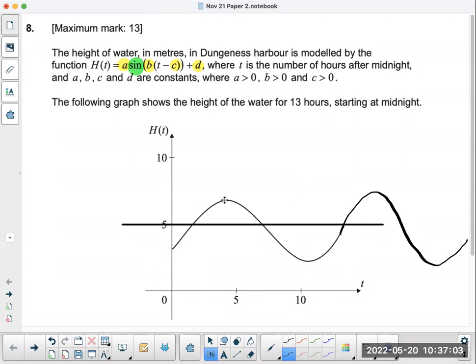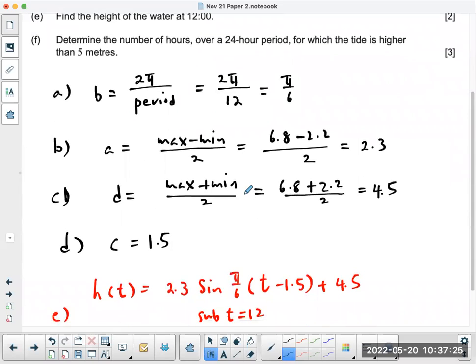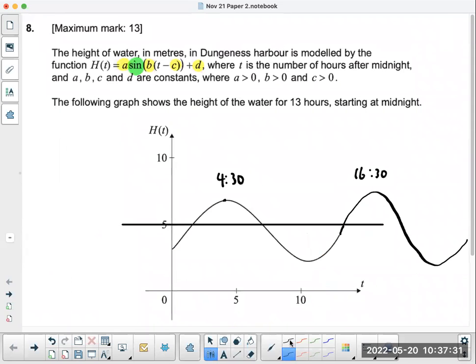We know this is 4:30. So 12 hours later is going to be 16:30. And then you keep on going up to 24 hours. And you want to see how many times it's going to touch 5 meters. So first of all, we need to find the points of intersection, which means we need to find this dot, this dot, this dot, and that one. So you have to solve for it.